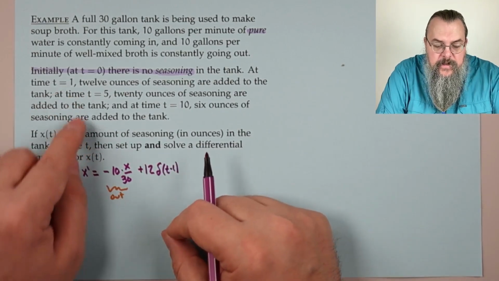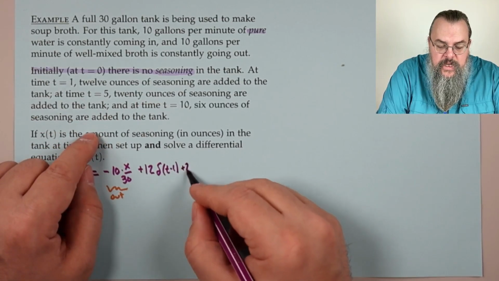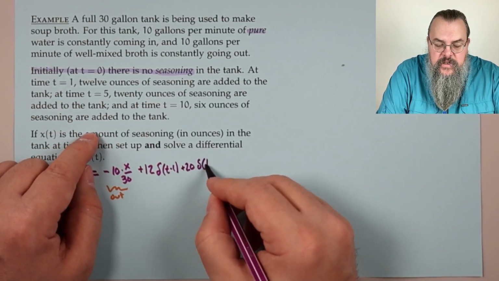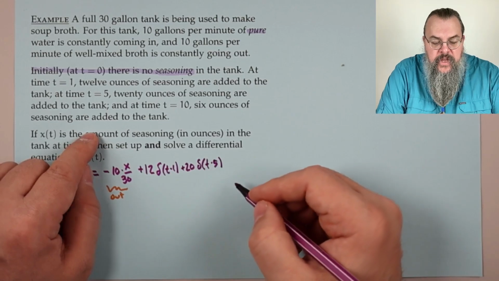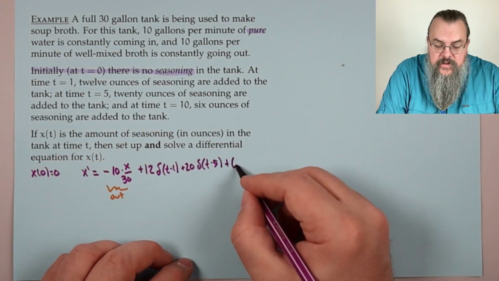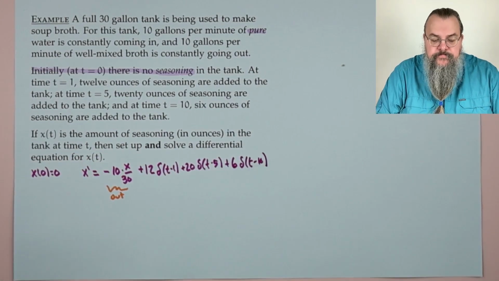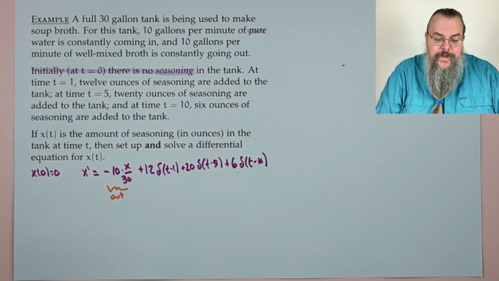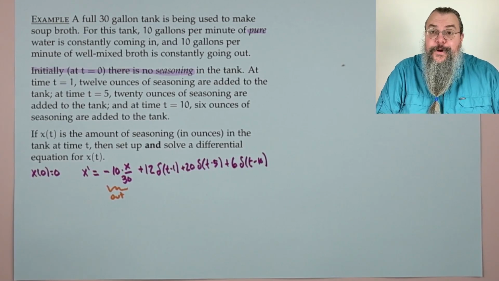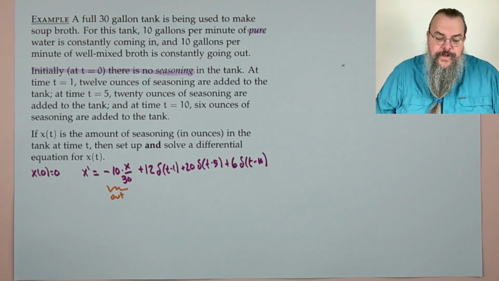All right, time t equals 5, there's 20. Okay, so that's 20 delta t minus 5. And at time t equals 10, there's 6. All right, 6 delta t minus 10. All right, and that's it. We're ready. We're good to go. I hope we're good to go.